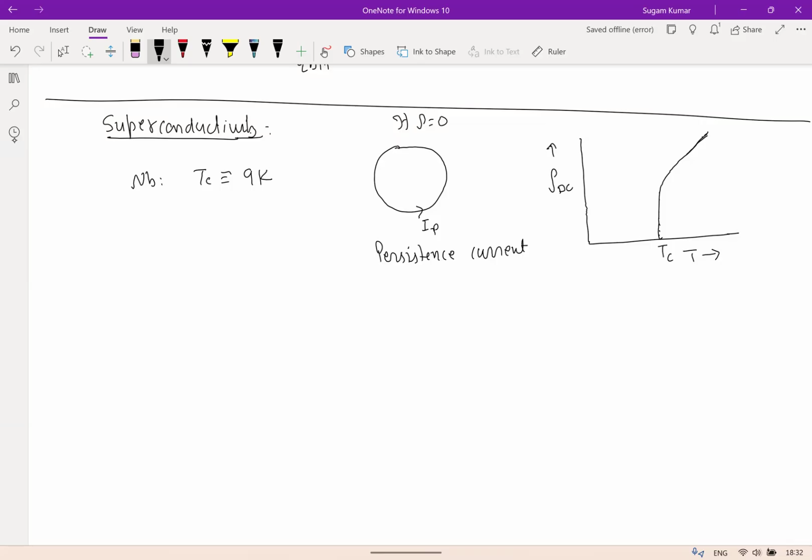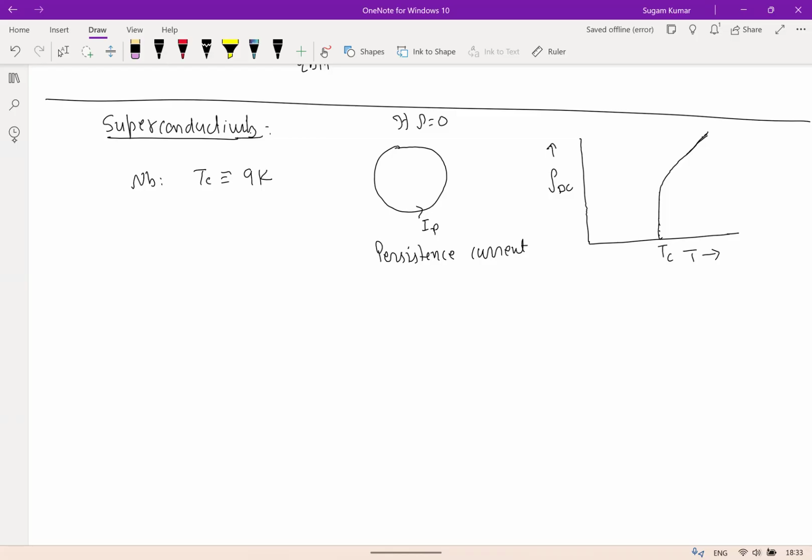You make a switch, correct? So that once the current starts flowing, you just close it and remove the battery. The battery you must disconnect, otherwise the battery itself will cause some resistance. Then the current will keep flowing. It will not decay at all.